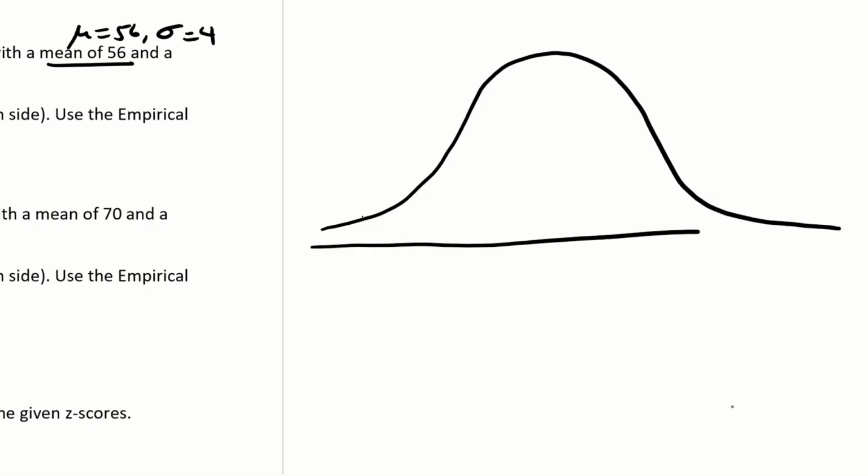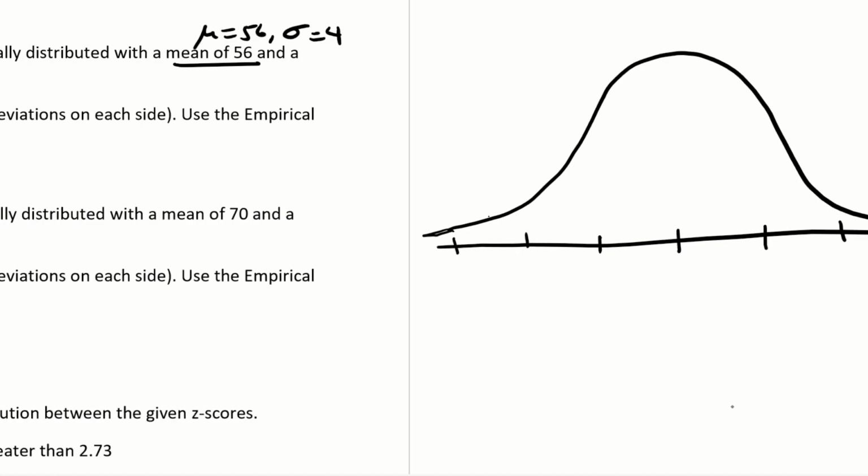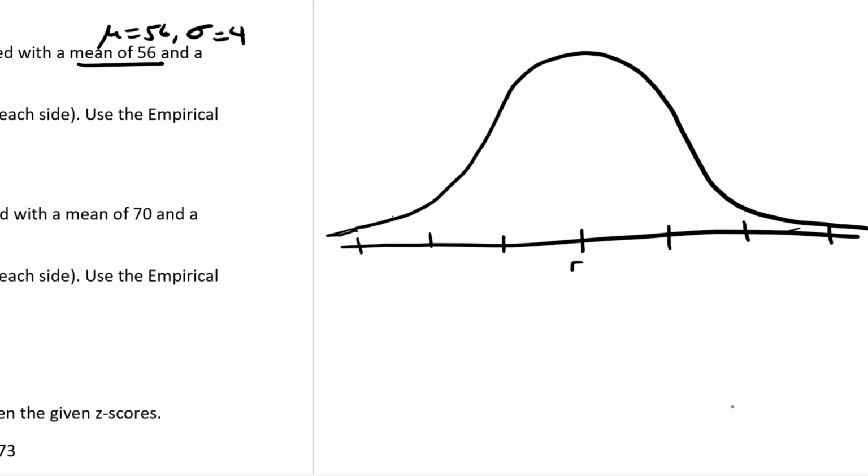So now we got the mean. Mean goes in the middle. And you got your other numbers, 1, 2, 3, 1, 2, 3. Okay, so the mean is 56. Standard deviation is 4, so we're going to be adding 4 to get these numbers, and we're going to be subtracting 4 to get these numbers. And that's what we get, right? So now we're going to label using the empirical rule.